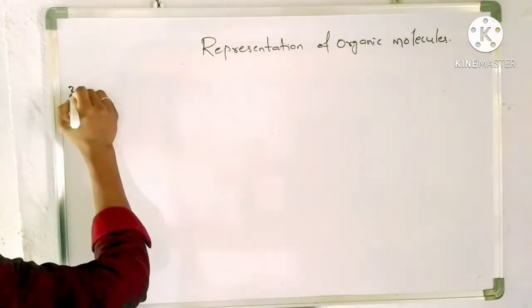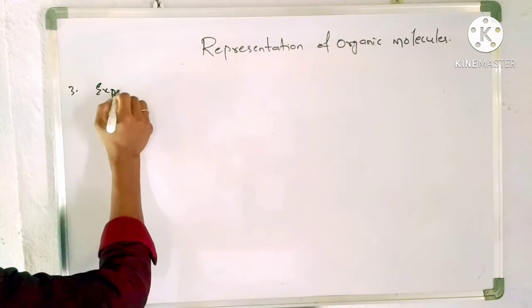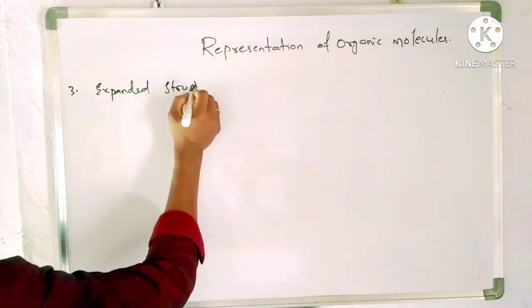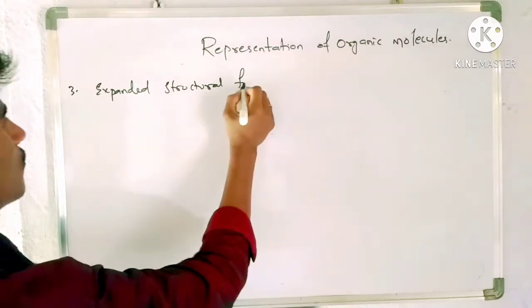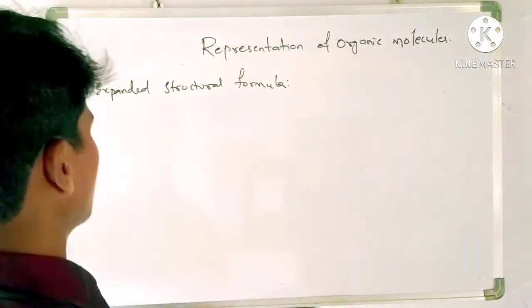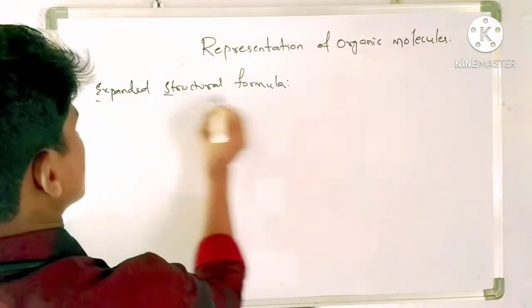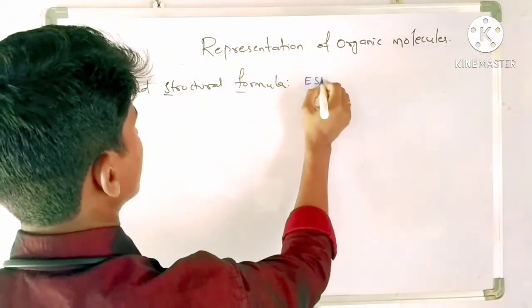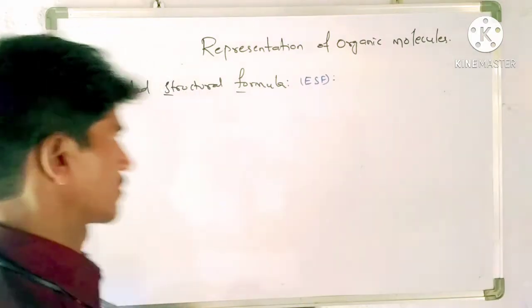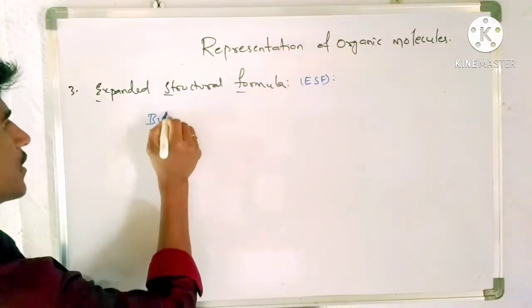The third one is the expanded structural formula, ESF. Let us see how this is represented. For example, we are taking the same butane.